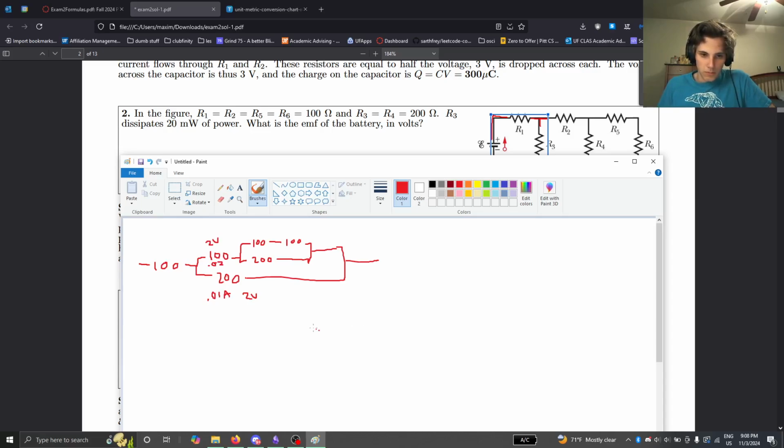So what we can start by doing, just copy paste this, is we can combine these two, right? In series with resistors, they add, so we end up getting a 200 here.